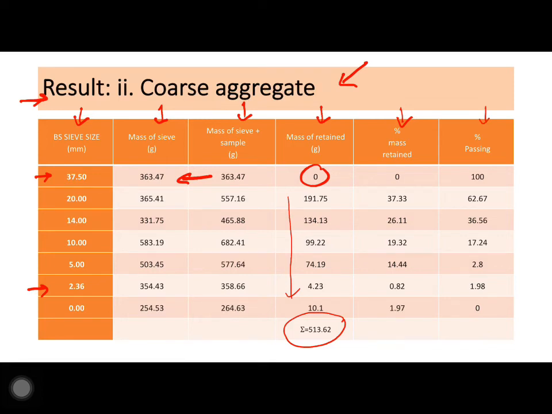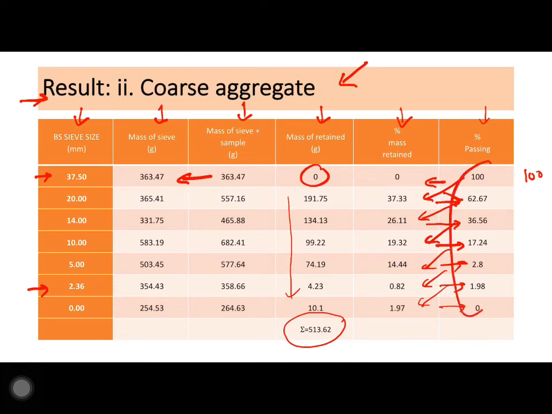So this percentage passing you get directly from 100 minus this. Okay, 100 minus 0 is 100, and then 100 minus 37.33, you will get 62.67, and then 62.67 minus 26.11, you get 36.56, and then you do the same for the rest. Okay, until you get 0 here.